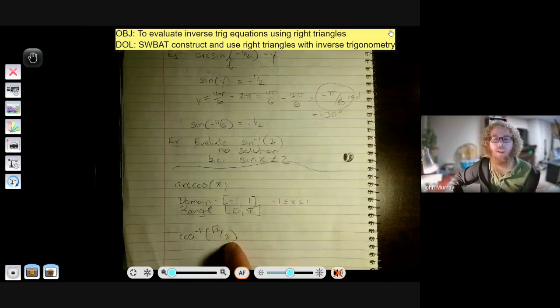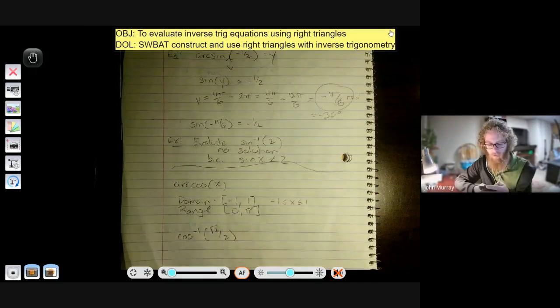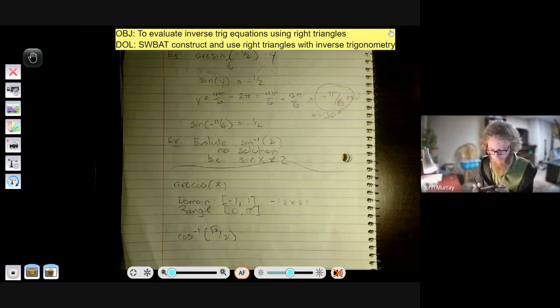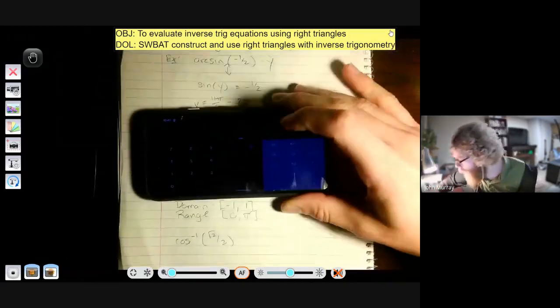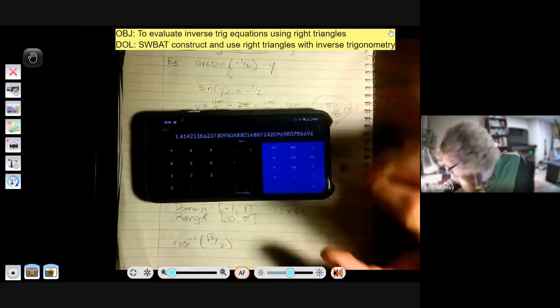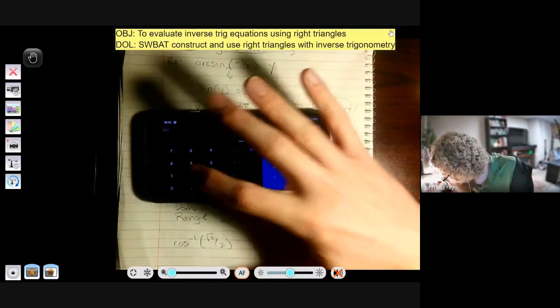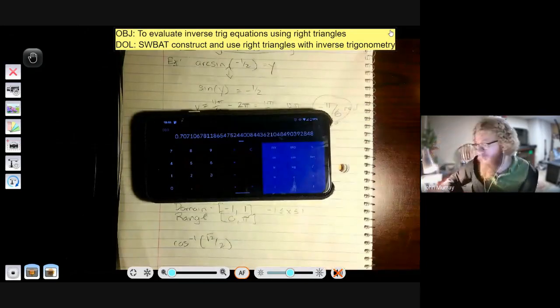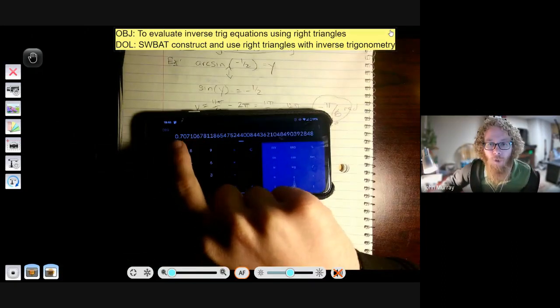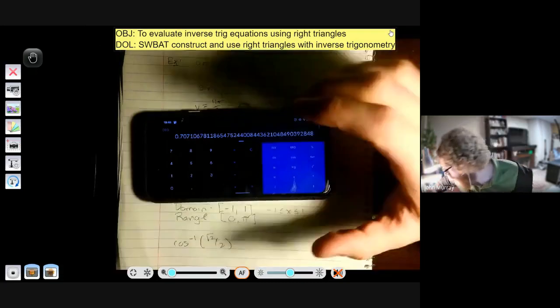So what I would do is calculate this first. So let me bring up my calculator. I would do the square root of 2, calculate that, and divide that by 2. That gives us a really long decimal, but I'm going to remember the first four digits, so 0.7071.